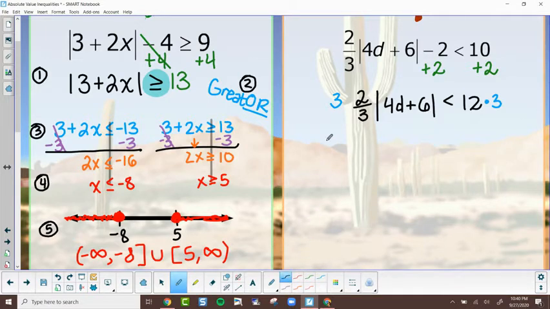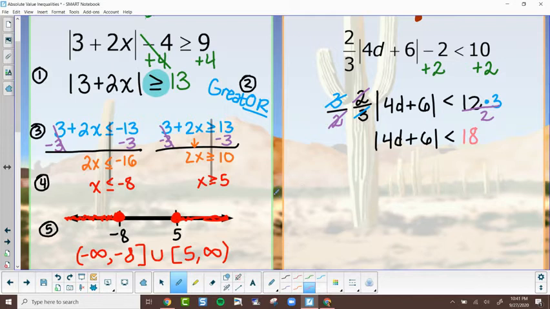And now, you can see I've canceled those out. The 3's are gone. And I'm going to divide by 2 so that I can get rid of the 2's. So divide by 2. All right, so I'm going to do 4D plus 6 is less than 18. So I did 36 divided by 2, or you could do 12 divided by 2 is 6 times 3. Any way you see it, but hopefully 18.